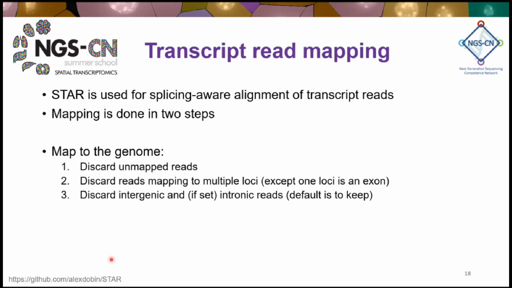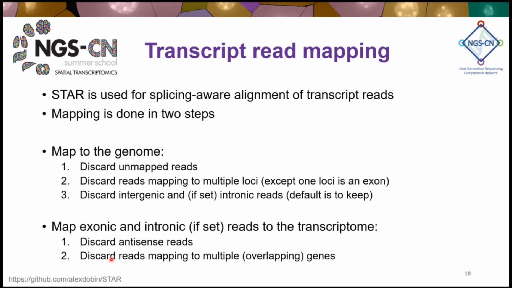And finally, intergenic reads, reads that map between genes, are discarded. And if you set CellRanger up like this, intronic reads are handled too. The default is now that CellRanger will include intronic reads. In the second step, the exonic and intronic reads are mapped to the transcriptome to make sure that they match annotations. And here we will discard antisense reads, which means reads that map on the opposite strand of the gene. And we also discard the reads that map to multiple overlapping genes.